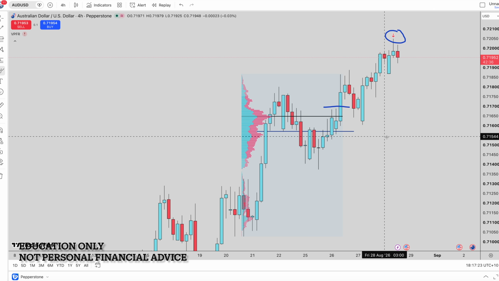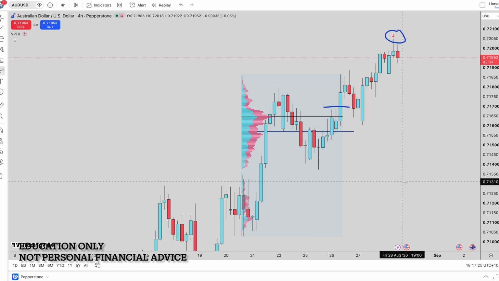So I can always re-enter next week if we do get a pullback and I see something else nice from there. But at this stage, this trade's done and dusted, and yeah, it was a pretty nice, straightforward trade. And we'll just see what happens next week.